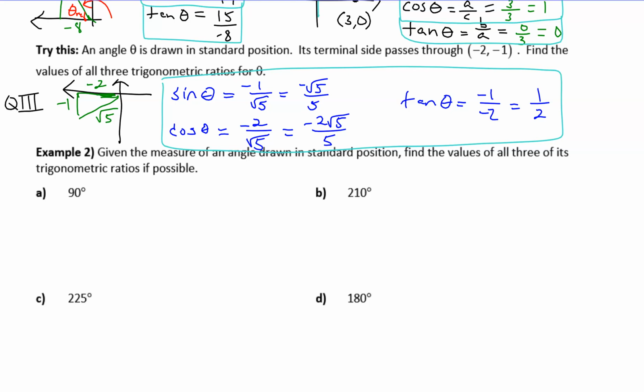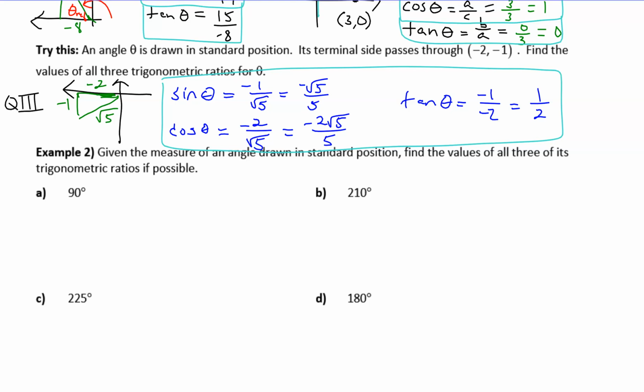Here are the answers to the try this. Make sure that you are doing two things. We need to rationalize the denominators for the sine and for the cosine, and for tangent we'll need to simplify a negative over a negative to a positive ratio.